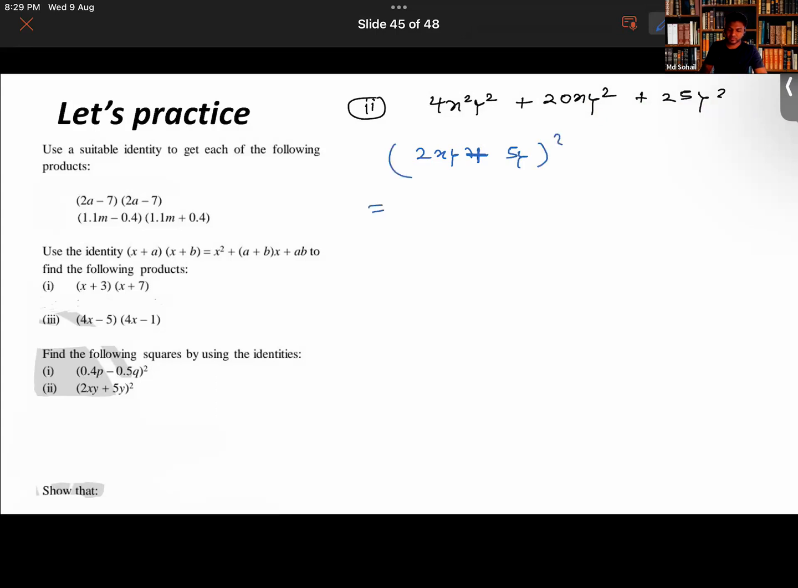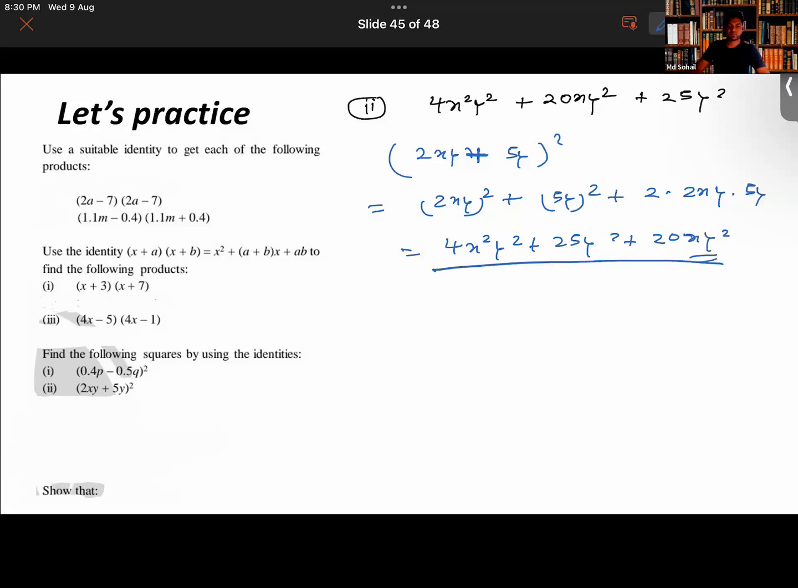Let's quickly check this one. It's going to be 2xy plus 5y whole square: 2xy square plus 5y square plus 2 into 2xy into 5y. Yes, sir. So you are getting 4x square y square plus 25y square plus 20xy square. Right. Both of you have done well here.